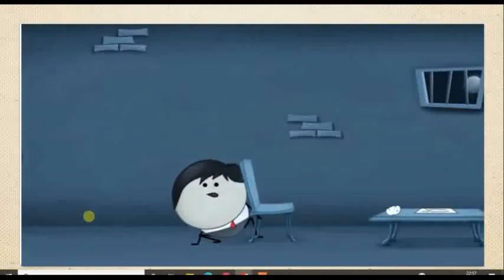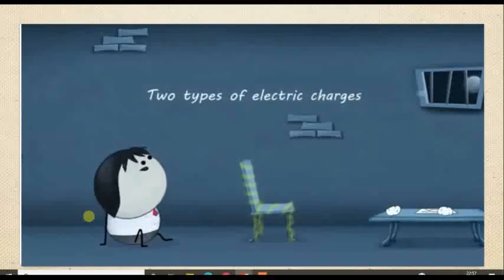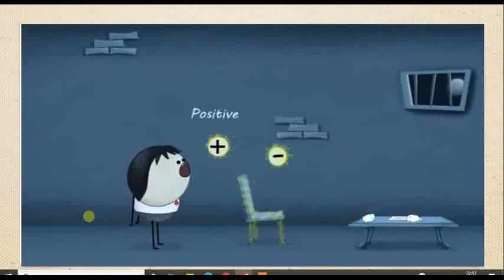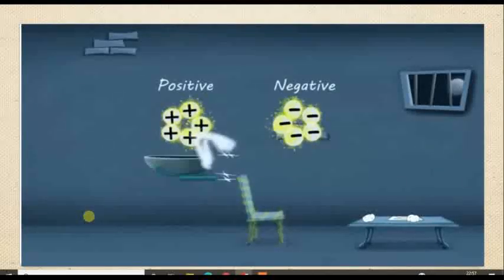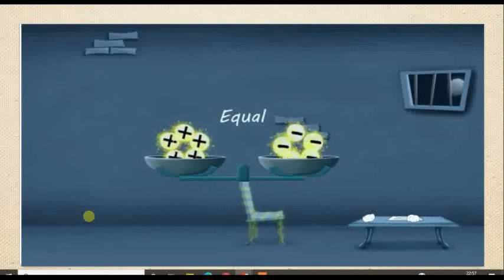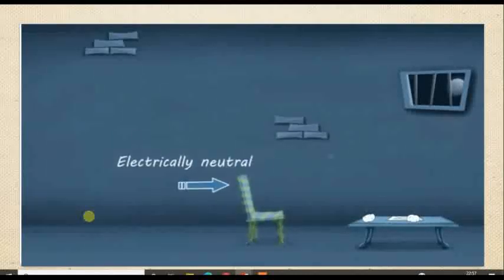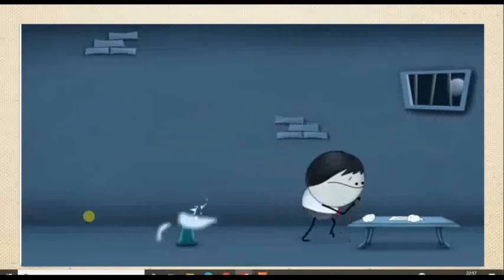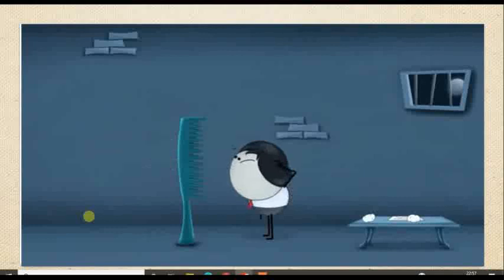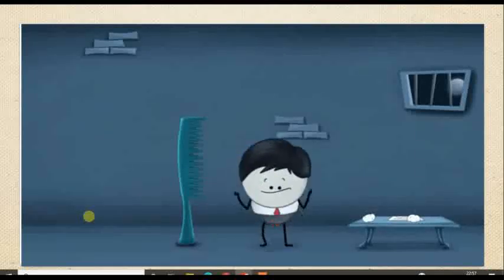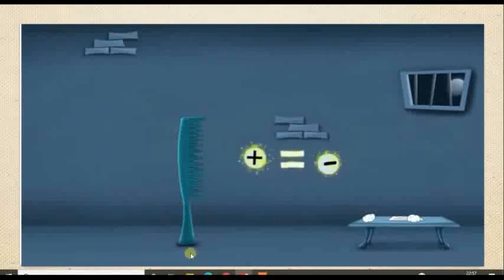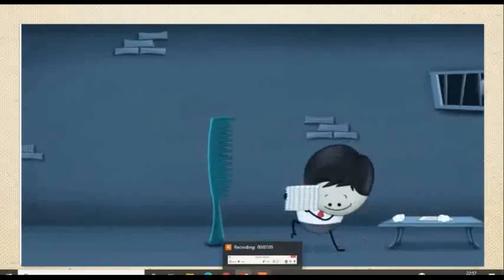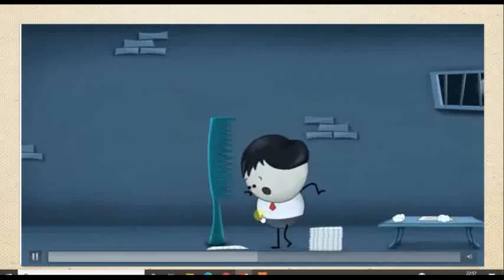Electric charge is the quantity of electricity held in an object. There are two types of electric charges, positive and negative. However, there are some objects where the positive and negative charges are equal to one another. In such cases, we say that the object is electrically neutral. So, was the plastic comb initially electrically neutral or electrically charged? Initially, the plastic comb was electrically neutral. That means it had an equal number of positive and negative charges. Hence, it did not have the ability to exert a force and attract the pieces of paper.